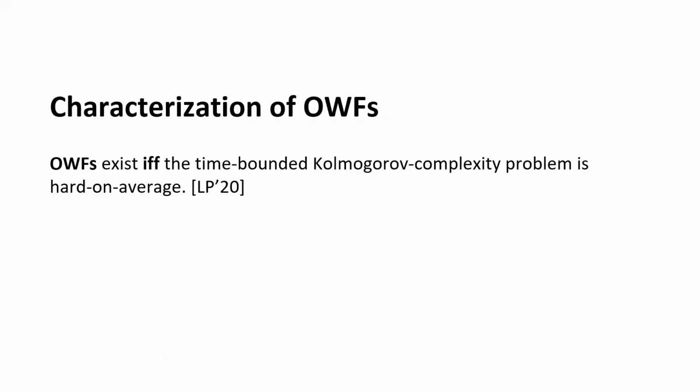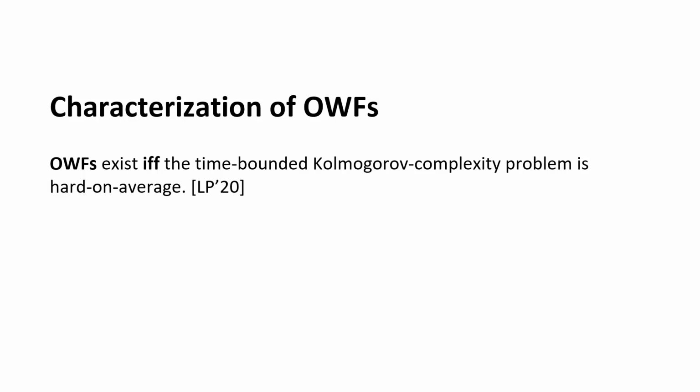And we know that a very recent work by Liu and Pass showed a characterization of when one-way functions exist. They showed that one-way functions exist if and only if the time-bounded Kolmogorov complexity problem is hard on average. As we will see very soon, the Kolmogorov complexity problem is really a classic problem even in computer science and has been studied since the 60s.